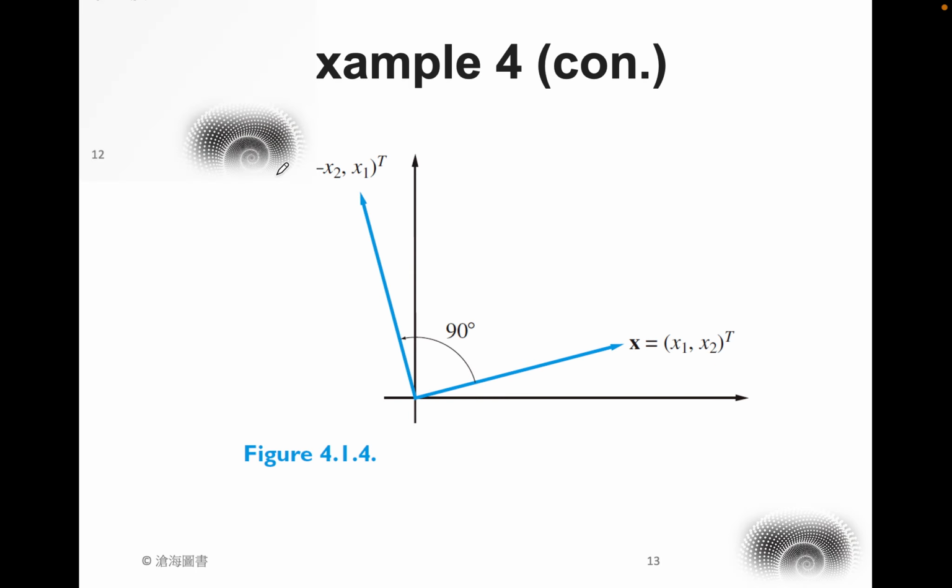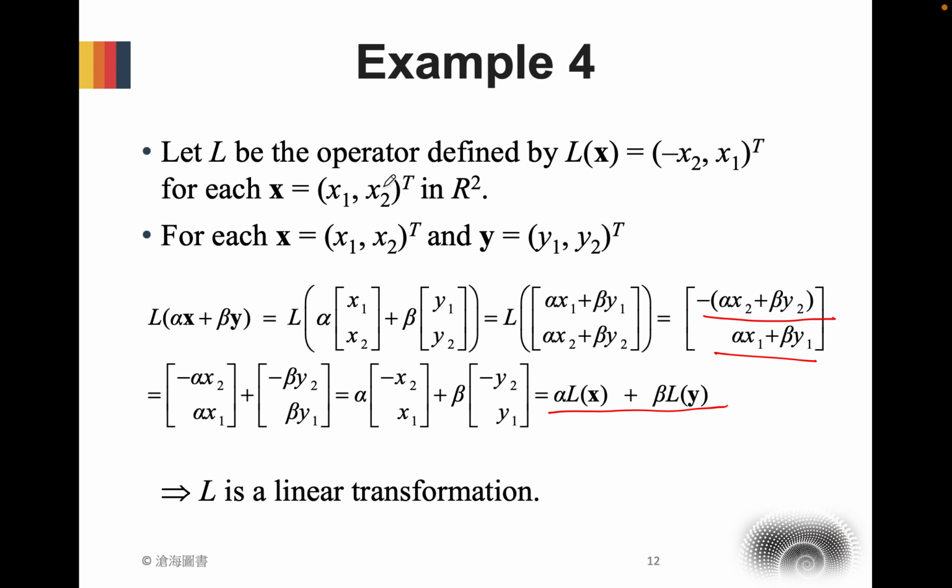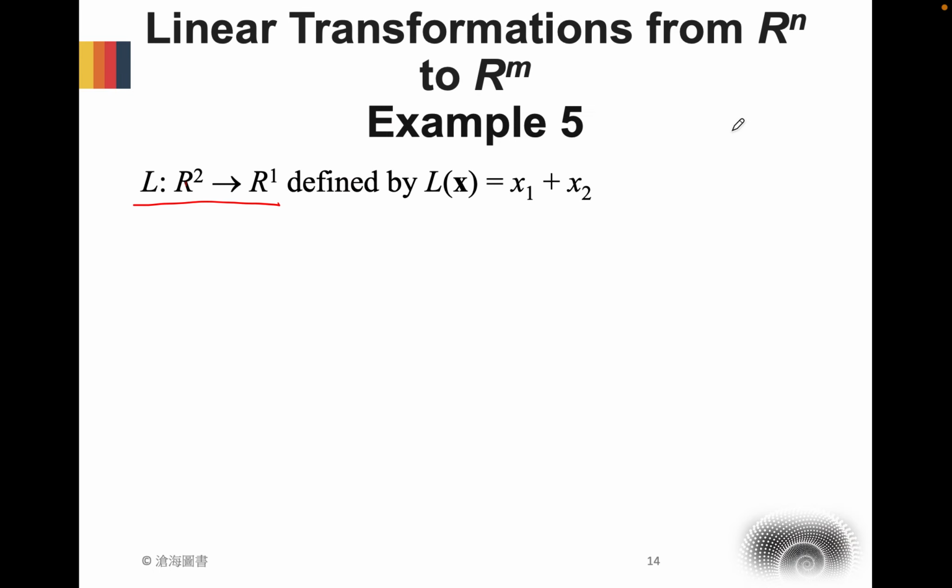That is different from this example. For example, here the input is a two-dimensional vector. The output is also a two-dimensional vector, right? So in example number 5, this mapping is defined like this. If we input the two-dimensional vector x1, x2, the result becomes x1 plus x2. And we know that x1 plus x2 is a real number. It's just a number, not a two-dimensional vector, right?